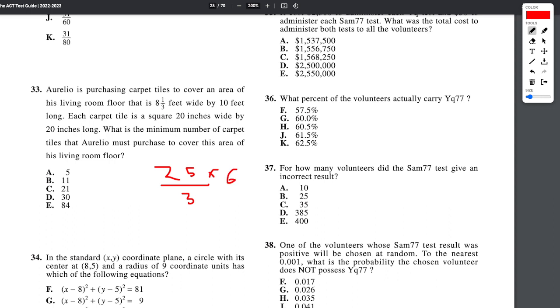Alright, I believe that's what I have to do. Oh, 12, not 6, my bad. Taking time for a second. Multiply that by 12. There we go.